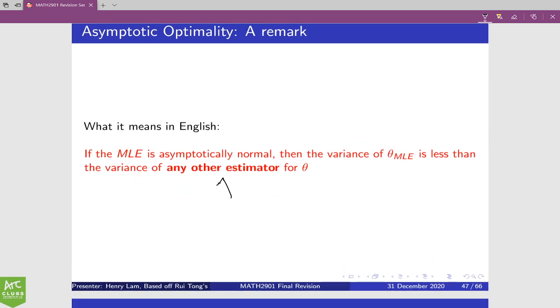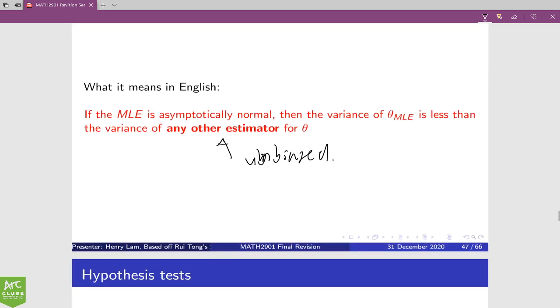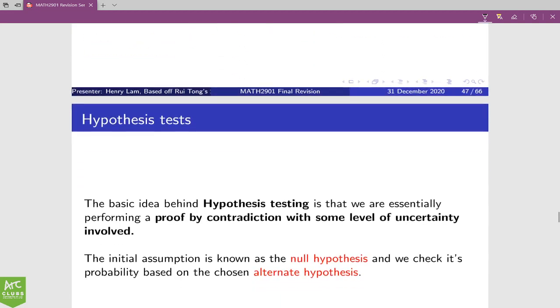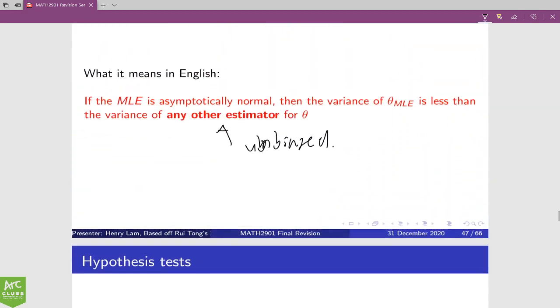I think this is meant to be unbiased. Right? It's also asymptotically optimal because it can reach the Cramer-Rao lower bound for unbiased estimators. I believe that's what it is. Right, so that's pretty much estimation.